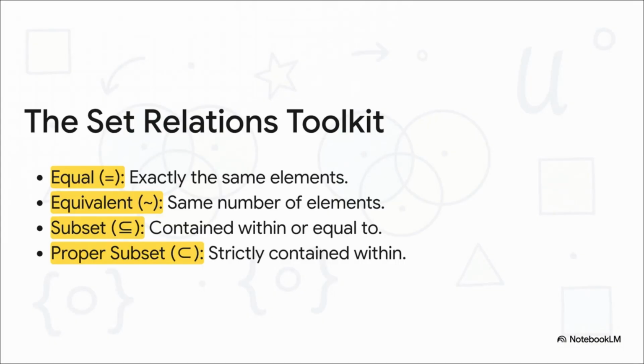Okay, let's wrap it all up with a quick toolkit. Think of this as your cheat sheet. Equal sets, they've got the exact same stuff. Equivalent sets, they've got the same number of things. A subset, everything from one is in another, and they might even be equal. And a proper subset, everything from one is in another, and it's definitely smaller. 4 key ideas that help us make sense of the world.